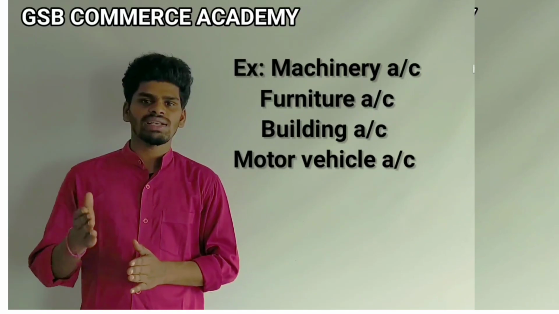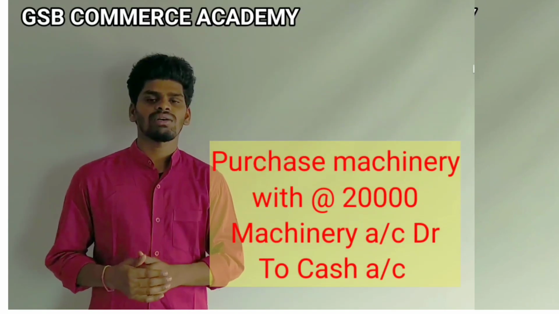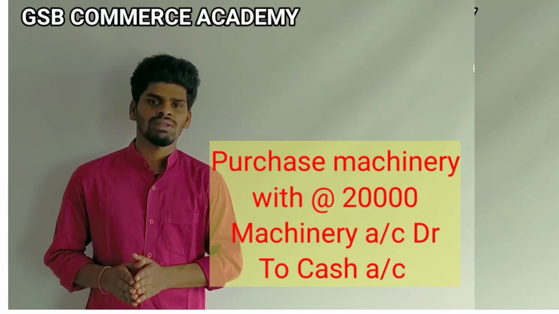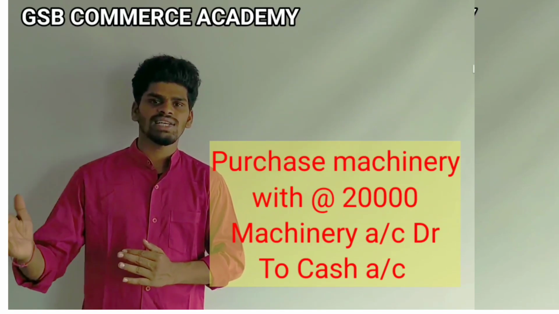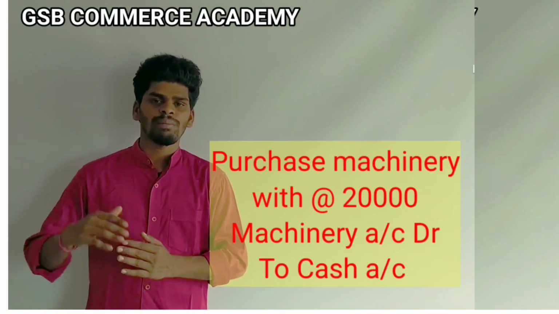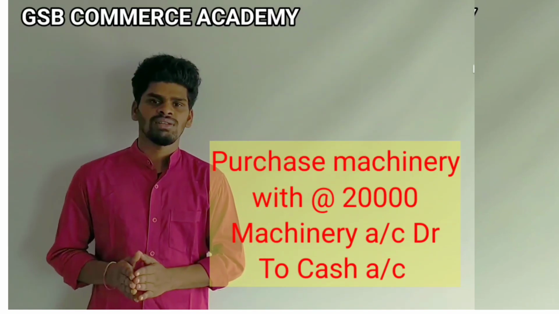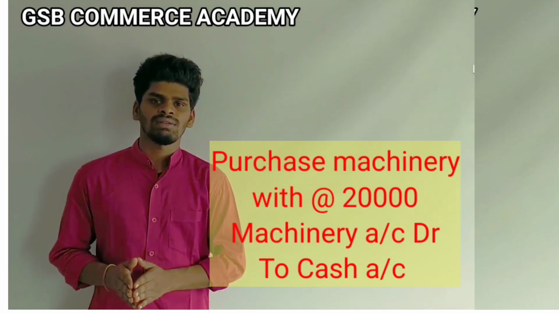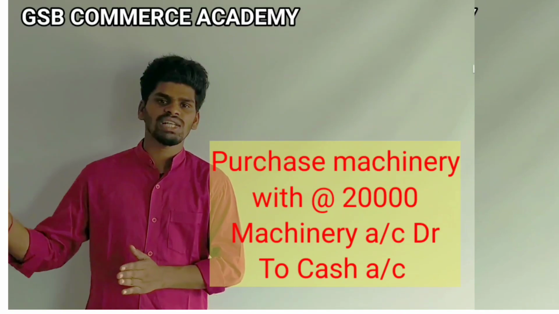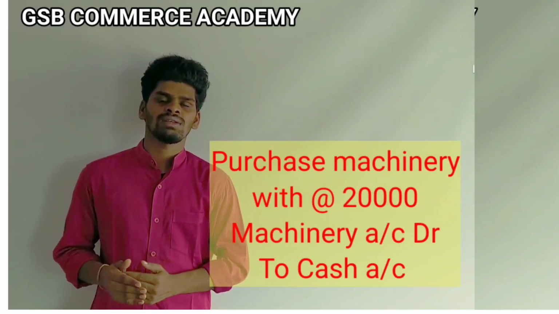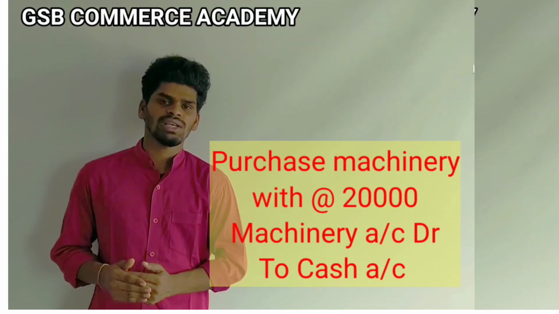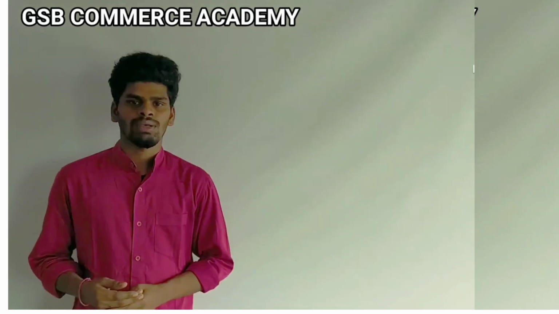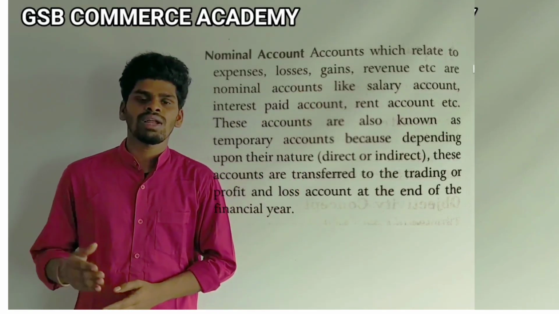And what is an example journal entry of the real account? Purchasing machinery with cash, 20,000 rupees. Machinery is an asset. Cash is also an asset. So what comes in? Machinery. What goes out? Cash. So as per the real account, what comes in is debit, what goes out is credit. In this journal entry, what comes in, machinery, is debit. What goes out, cash, will be credit. So here, machinery account debit to cash account. This is the journal entry.